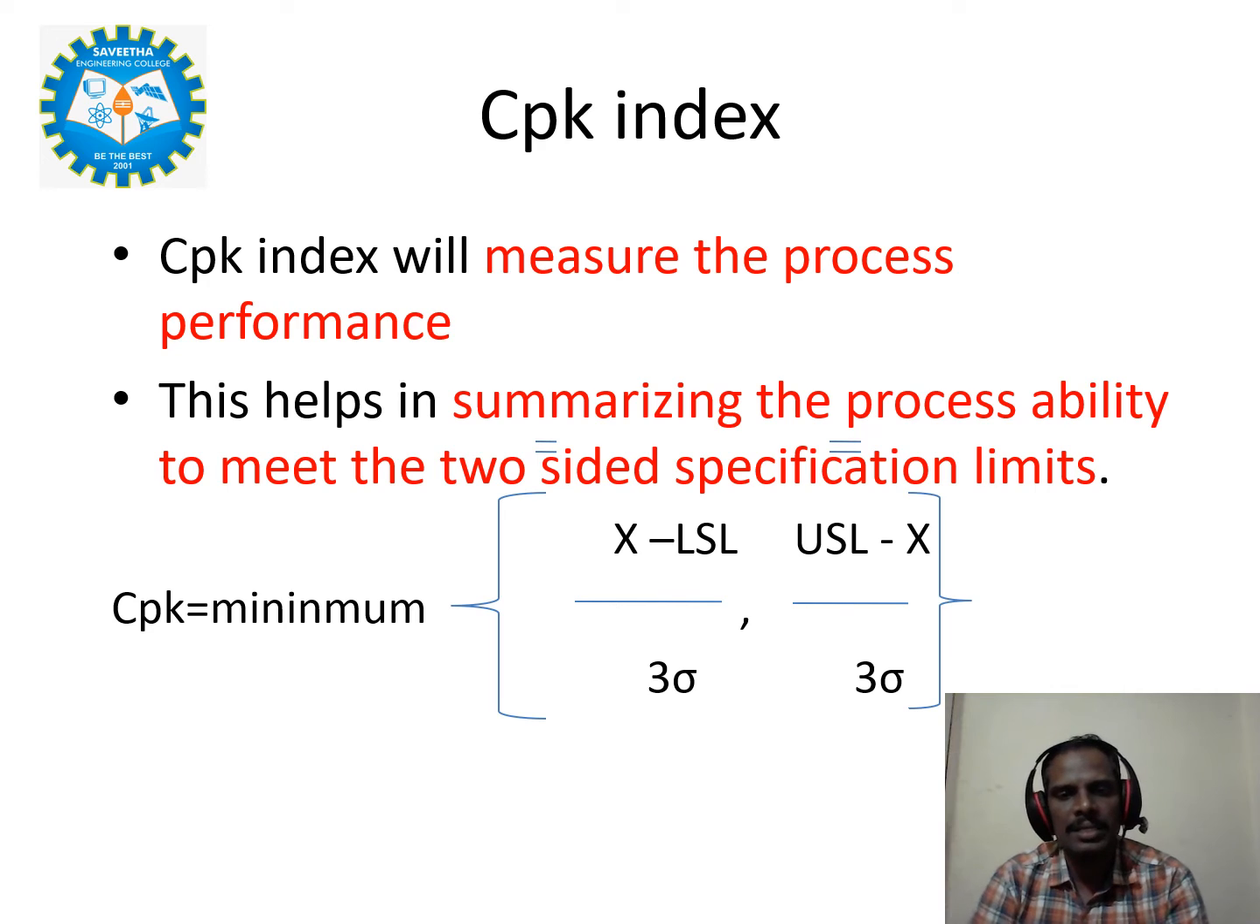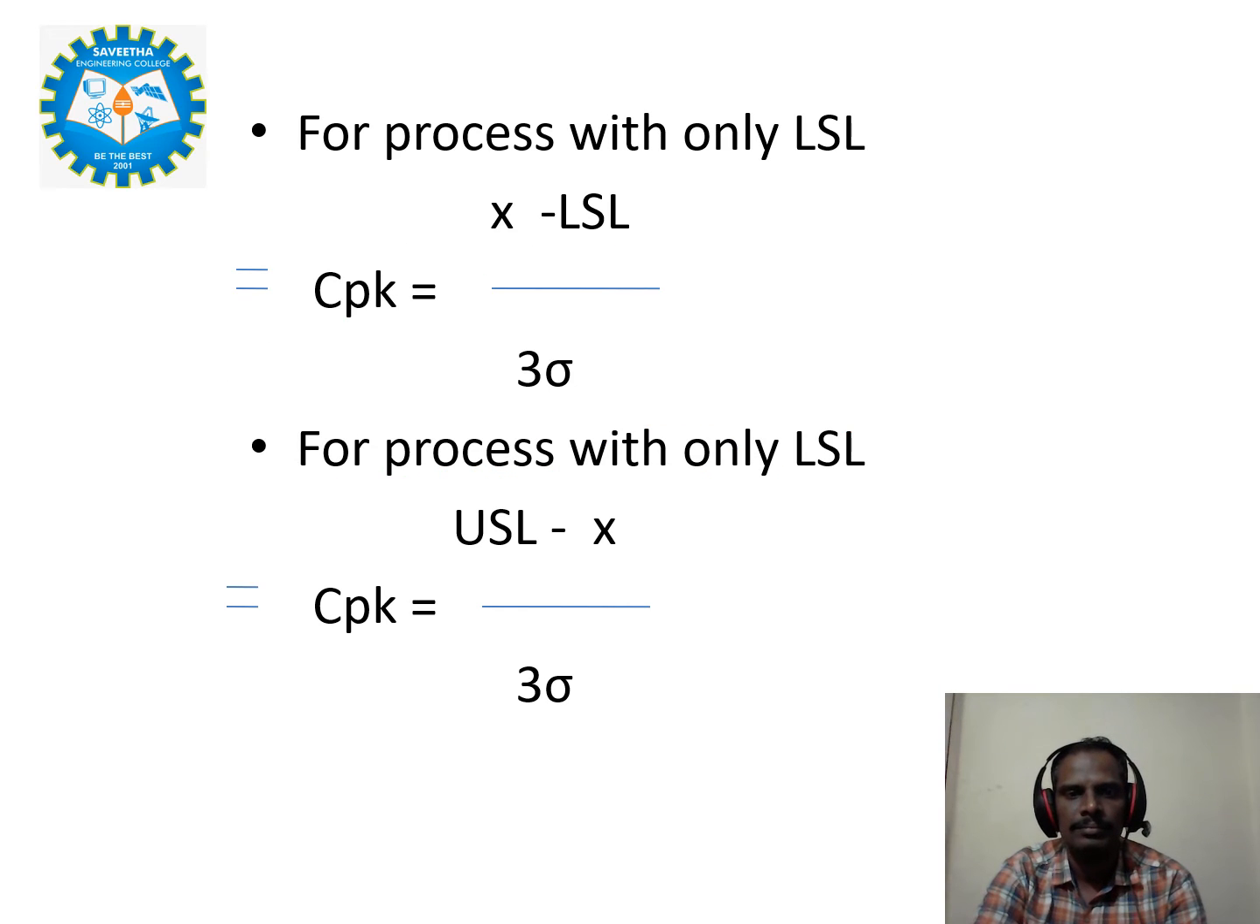And the Cpk index will measure the process performance, and this helps summarize the process ability to meet the two sides of the specification limit, where Cpk equals x minus LSL, where x is the center line, divided by 3 sigma, or USL minus x divided by 3 sigma. This is the formula for Cpk.